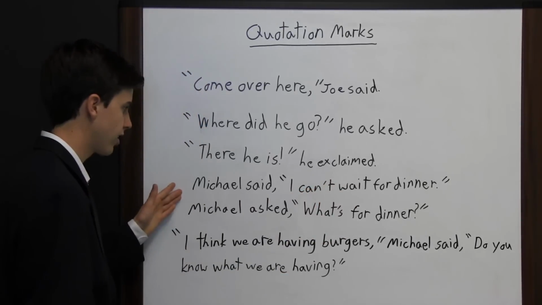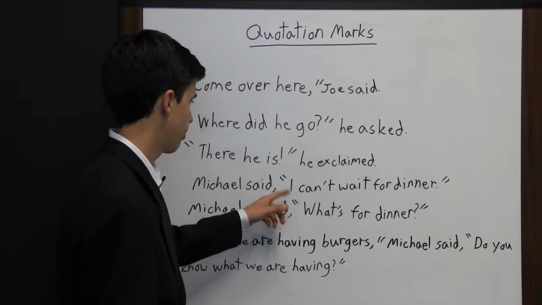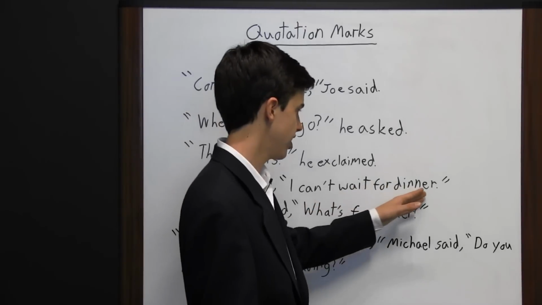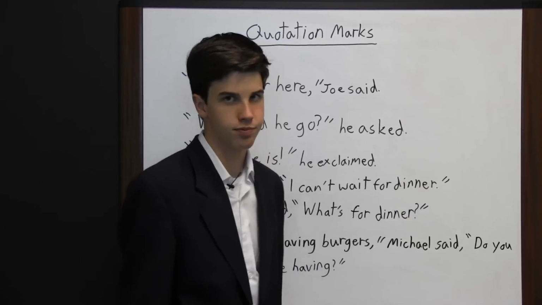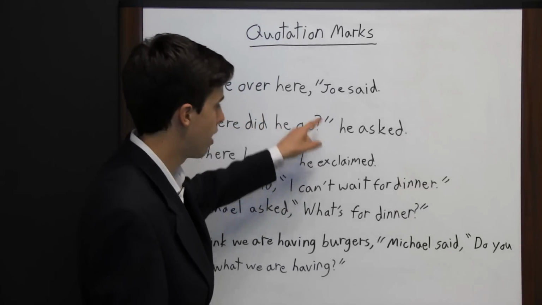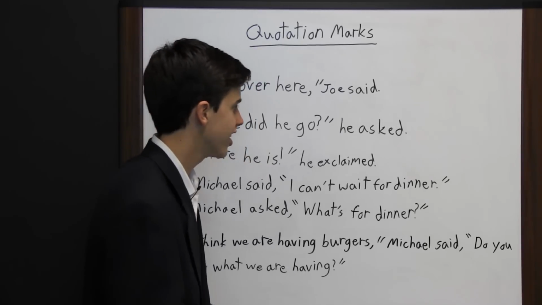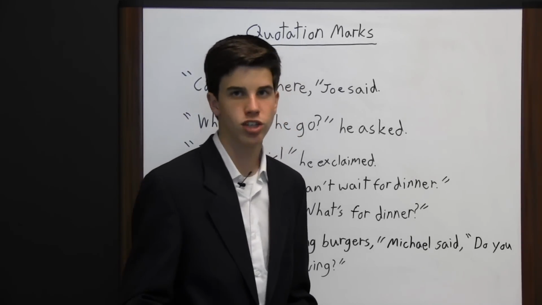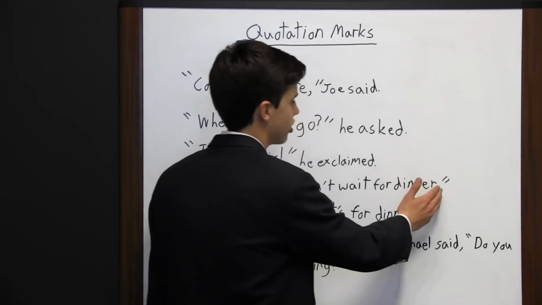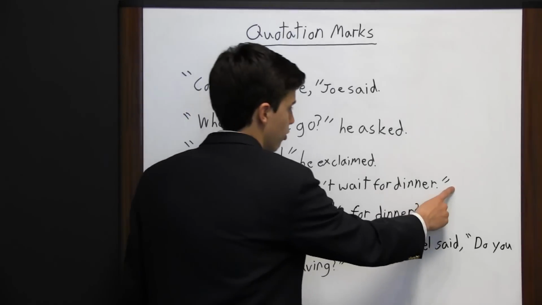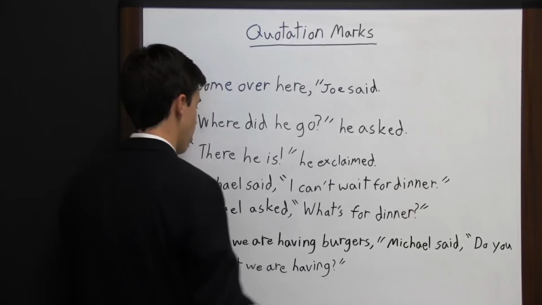So this sentence says, Michael said, "I can't wait for dinner." So you put a comma after said, open up with quotation marks, go through the sentence, and then this sentence right here is declarative, so it ends with a period. And up here we ended with a comma, but here we're ending with a period because we've come to the end of the sentence, and there needs to be some kind of period or question mark or exclamation mark to end out the sentence. So in this case, a period is chosen to end the sentence, and then quotation marks are put at the end. Notice that the period is inside the quotation marks.